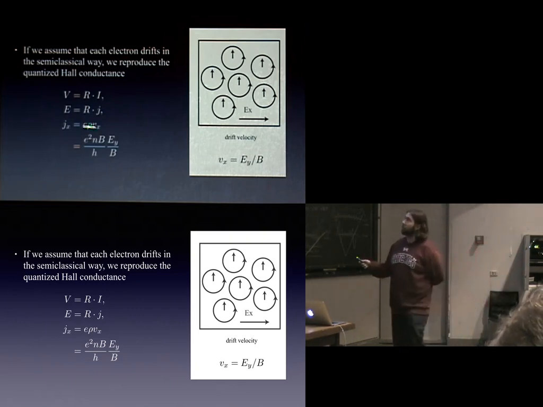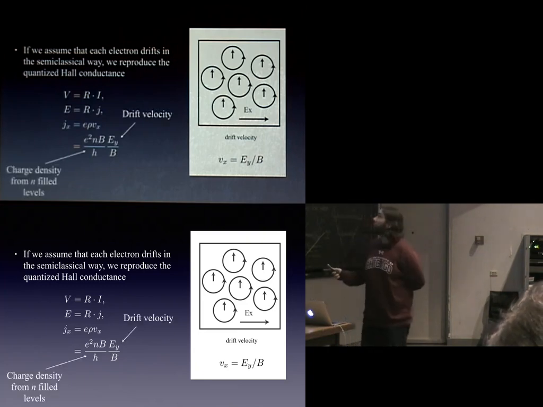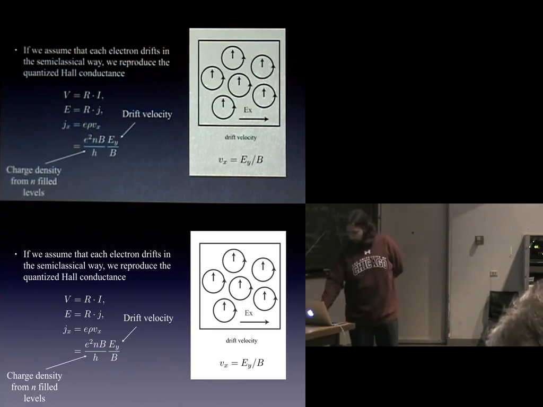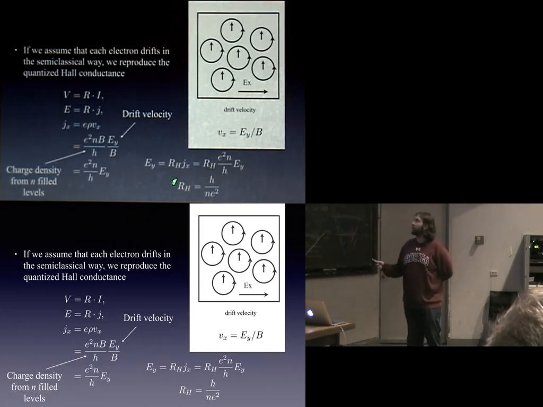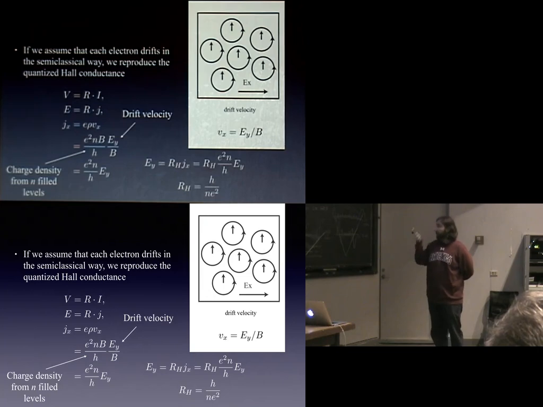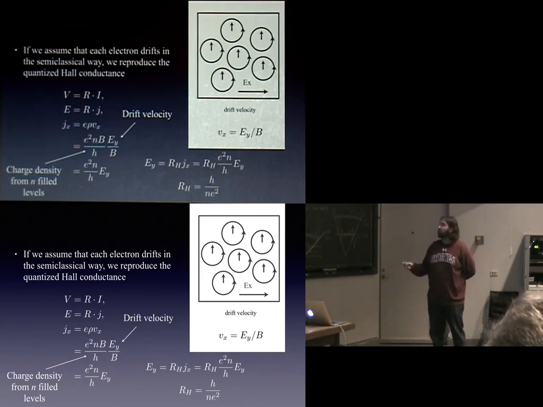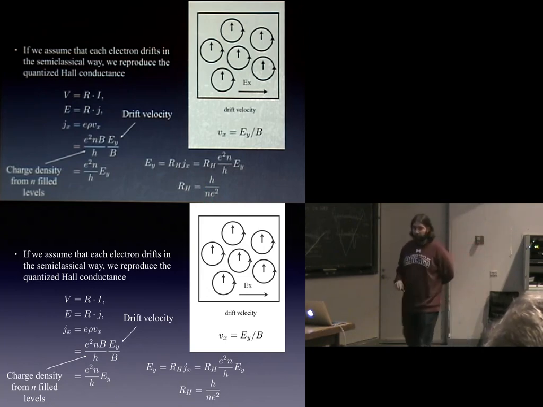We write down Ohm's law in terms of electric fields and local currents. You go through some algebra. You notice that this charge density was that charge density calculation we just did. This is the drift velocity. And at the end of the day, you reproduce precisely that result we had earlier, that this Hall resistance is this fundamental unit h over e squared, which is 25 kiloohms, divided by some integer n, which is just the number of levels we filled up.